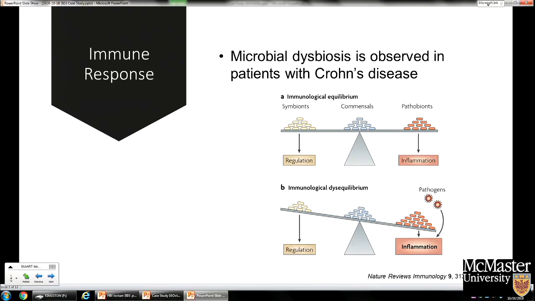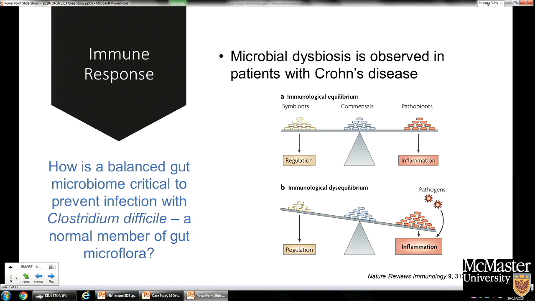As well, with Crohn's disease, there's a microbial dysbiosis that's observed. This can occur when you have a disequilibrium between symbiotic commensal microorganisms and also potentially harmful or pathogenic ones. So the next question in relation to this would be: how is a balanced gut microbiome critical to prevent infection with C. difficile, which is a normal member of the gut microflora?